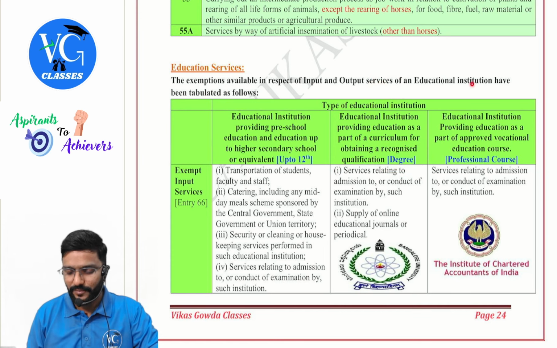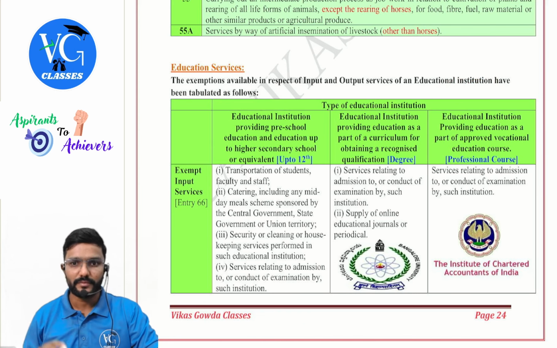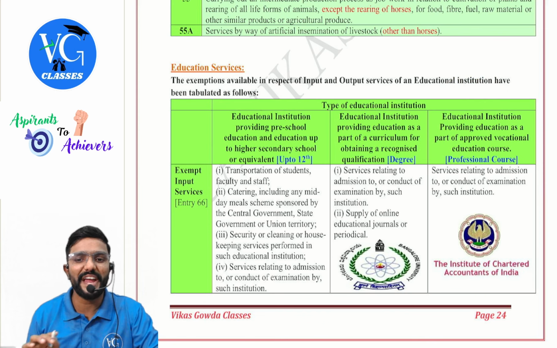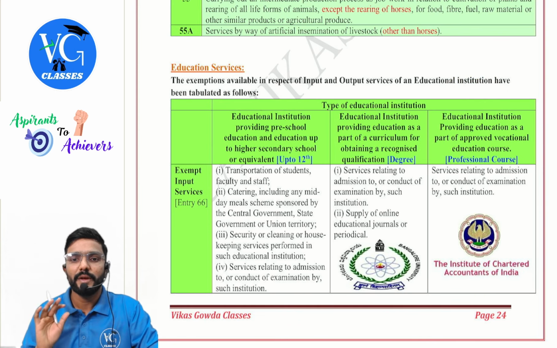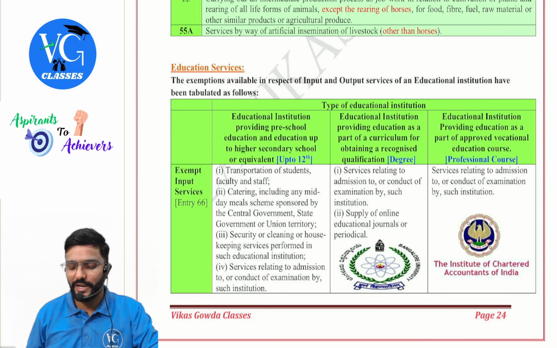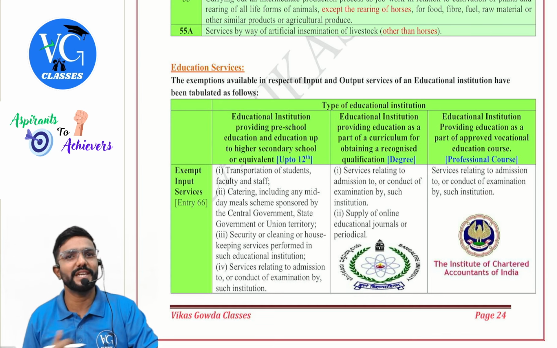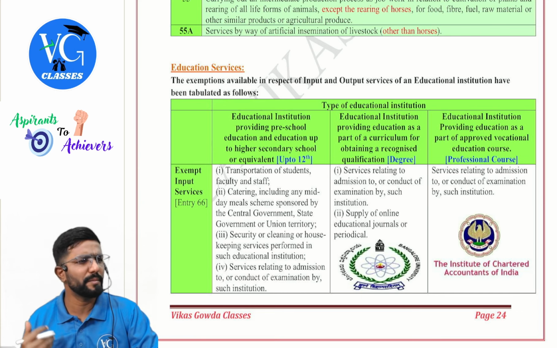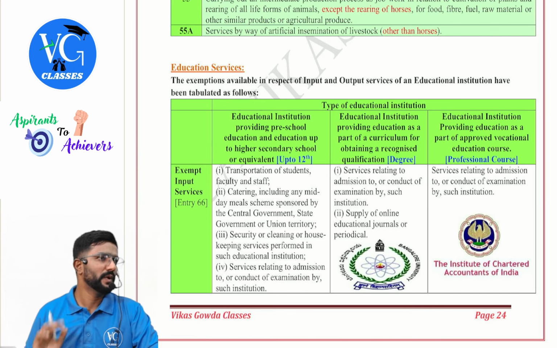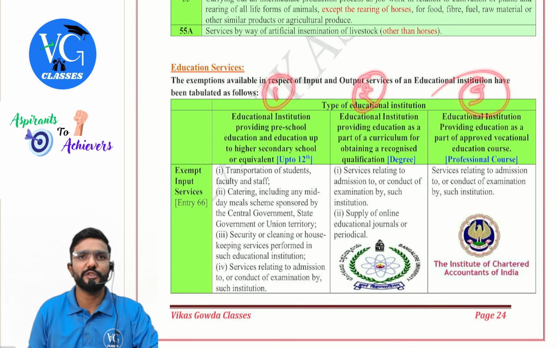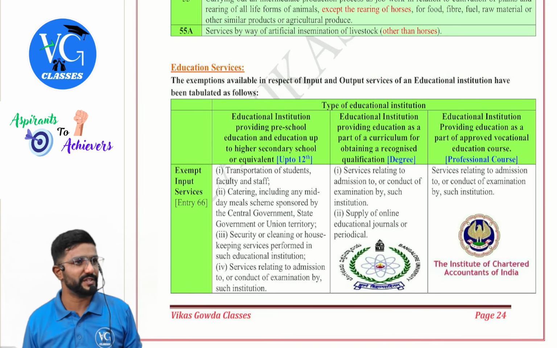Last one is professional. Educational institution providing education as a part of approved vocational, vocational means professional education course, that is professional courses. Will our institutes fall here? Yes, ICAI, ICSI all will come under this category, guys. So we have seen there are three categories of educational institution which will matter only for input services.